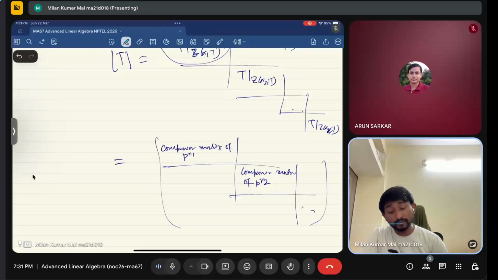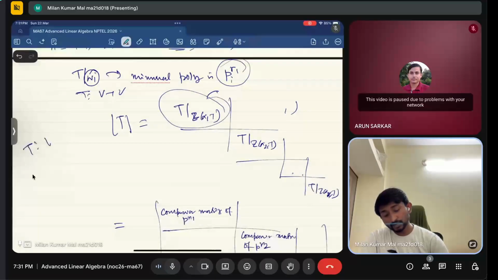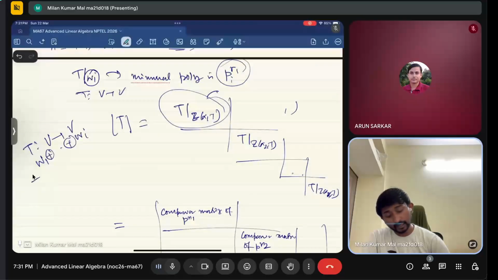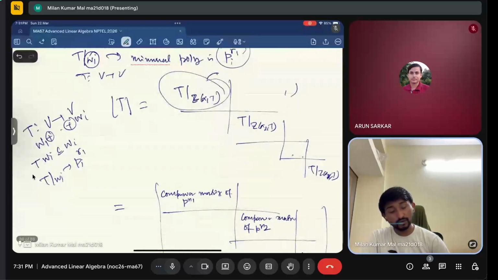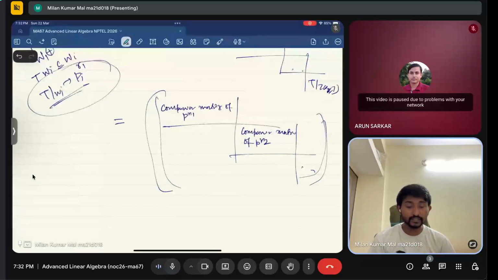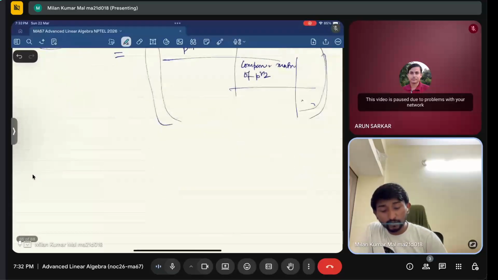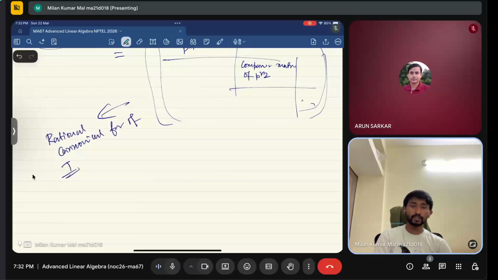Recall that we initially started with the primary decomposition theorem. You have a linear operator T from V to V. First we decompose V into a direct sum of Wi, where each Wi is invariant under T, and for the restriction Ti the minimal polynomial is pi to the power ri. Now corresponding to these spaces we have this type of decomposition. Corresponding to this particular block we have this decomposition, and this is the simplest form. This is called the rational canonical form of T, or of some matrix.